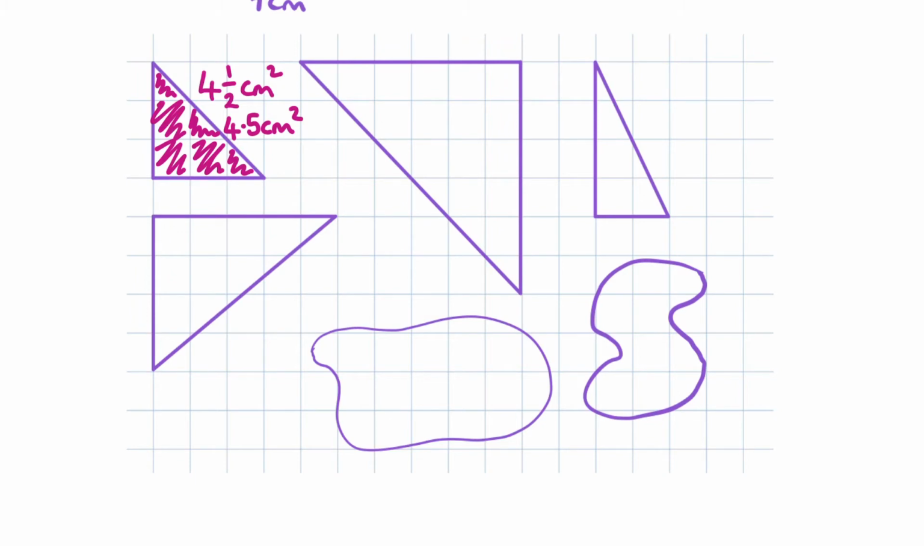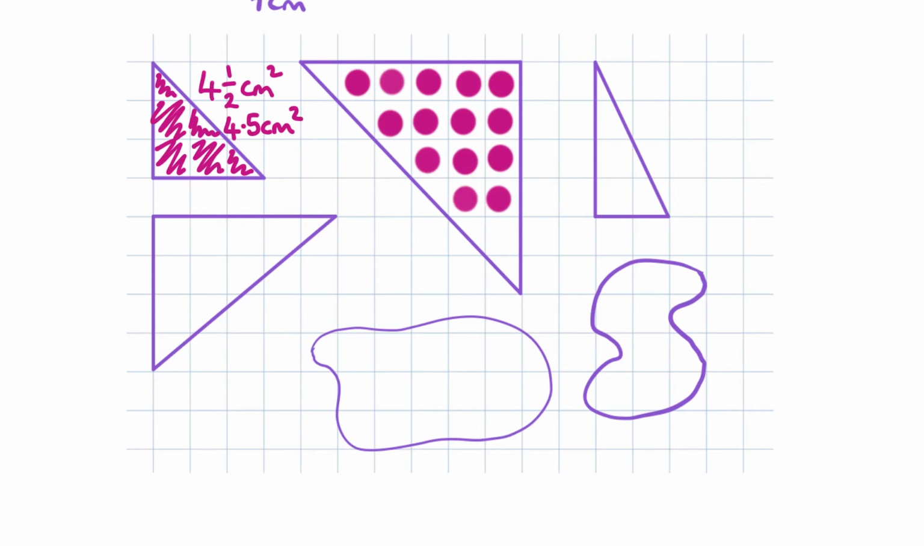Okay, so let's look at this biggest triangle first of all, when we're finding the area. I'm just going to put a dot inside the squares that we've counted. So we've got 1, 2, 3, 4, 5, 6, 7, 8, 9, 10, 11, 12, 13, 14, 15. So we've got 15 there, so I'm going to write 15 at the side.